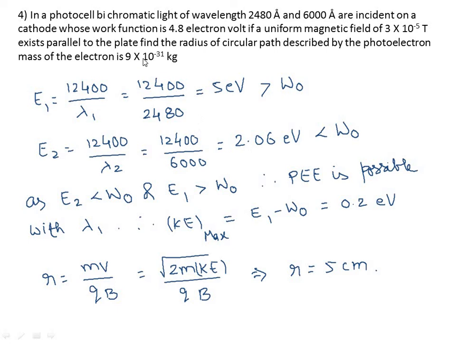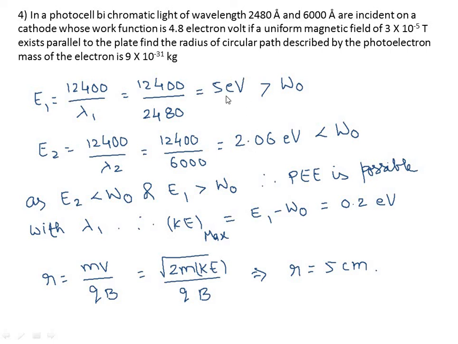Here bichromatic means two colors, two wavelengths, strictly speaking. Two wavelengths are given for us, 2480 angstrom and 6000 angstrom. So first of all, let us find out the energy of each. E equal to hc by lambda. So hc is 12400 electron volt angstrom. Now do you understand how easy it is? So 12400 by lambda 1, which is 2480 angstrom. Substitute that. Angstrom cancels out, so we got 5 electron volt.